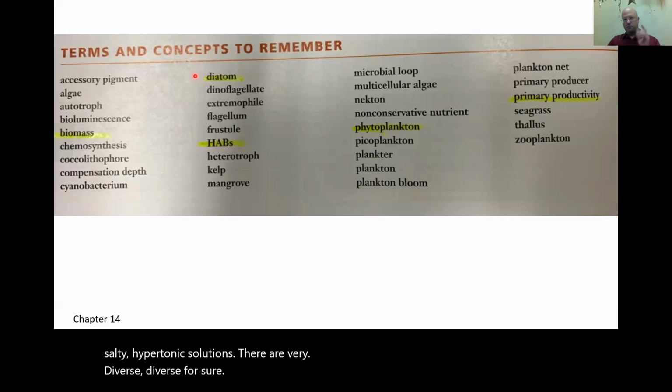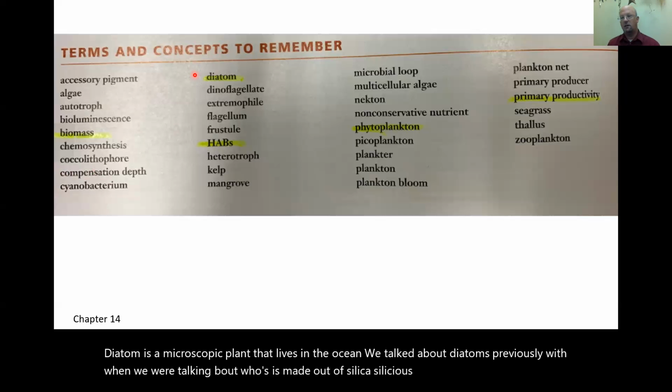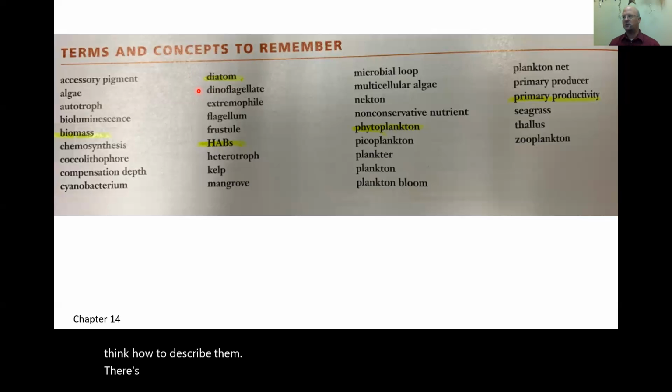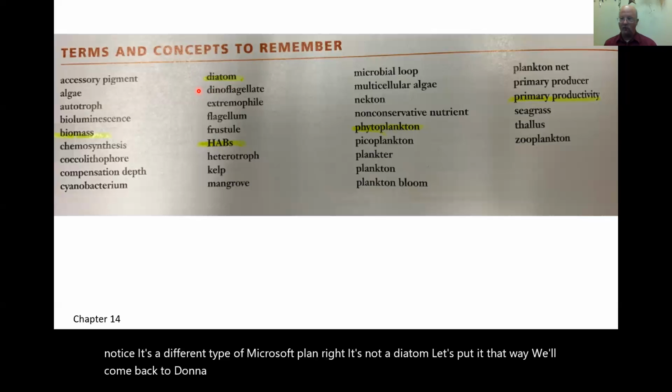Diatom is a microscopic plant that lives in the ocean. We talked about diatoms previously when we were talking about oozes made out of silica, siliceous oozes. Diatoms have the glass shell. They're plants. Dinoflagellates are also plants. They're so hard to describe because there's such diversity. What I want you to know is it's a different type of microscopic plant. It's not a diatom, let's put it that way. We'll come back to dinoflagellates in a little bit when we talk about harmful algal blooms.